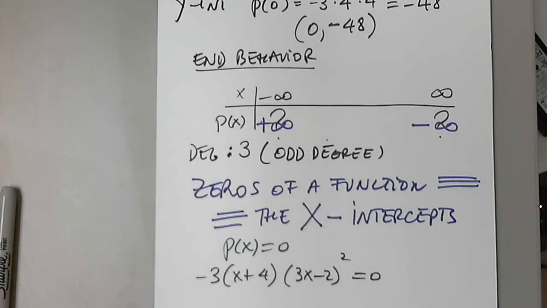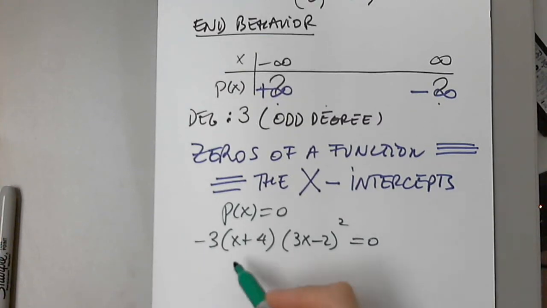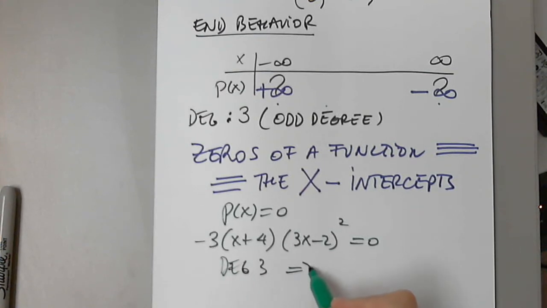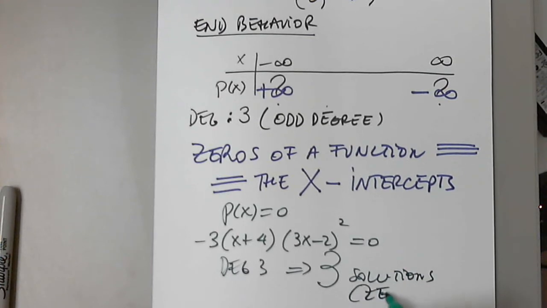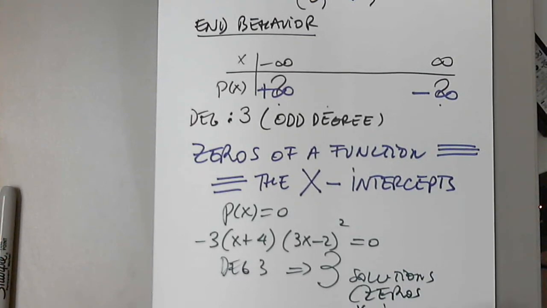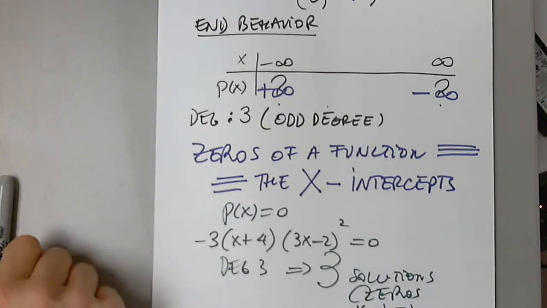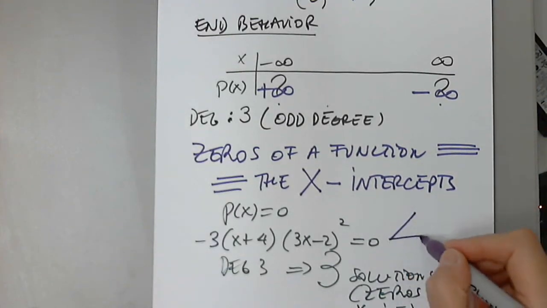How many solutions do we have to find? Exactly, the degree. Even if they're all the same, we don't care. The degree is 3, so we have to find 3 solutions. I should say zeros, or x-intercepts. So 3 solutions of this equation, or 3 zeros, or 3 x-intercepts, even if they're all the same. So I'm waiting for you to give me 3 solutions.